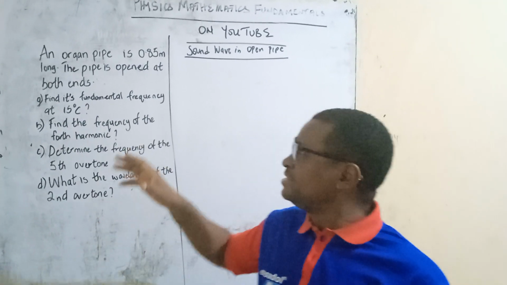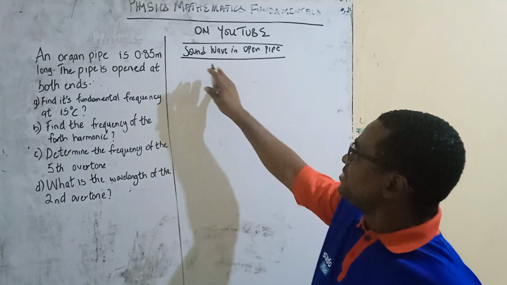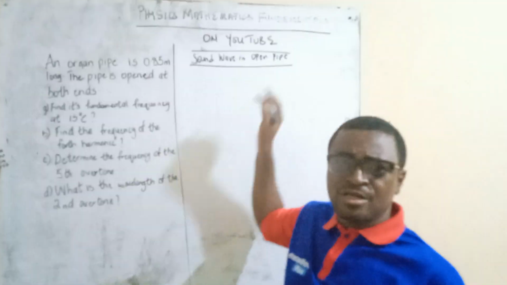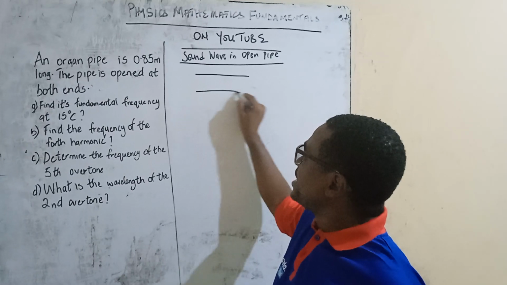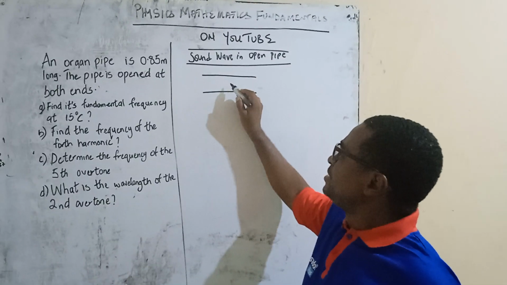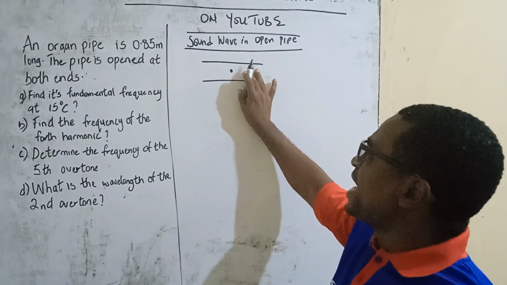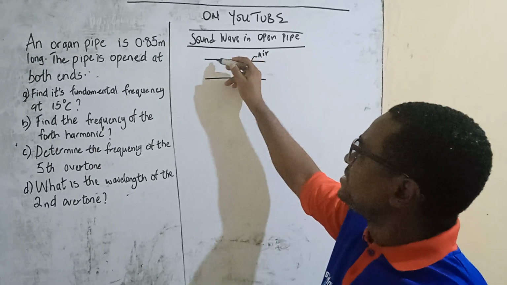Today, we are taking physics, and the topic of today is solution to sound wave in an open pipe. You see, an open pipe that is open at both ends is in this format. When there is a disturbance, standing wave will be set up in the air column. Inside this pipe is the air. This is a pipe.